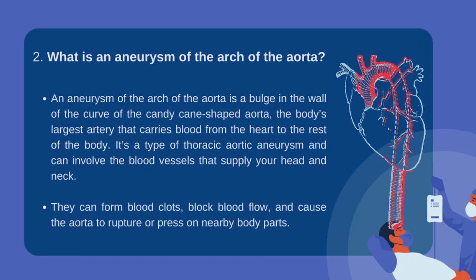So the next case study question is, what is an aneurysm of the arch of the aorta? A bulge or weakening in the wall of your blood arteries is known as an aneurysm, and the aorta is your body's major blood artery. So when an aneurysm starts to happen in your aortic arch, which can be seen here, which is the curving section of the aorta in your chest, it is then called an aortic arch aneurysm. An aortic arch aneurysm can actually rupture, which can pose a life-threatening situation. They can form blood clots, block blood flow, and cause the aorta to rupture or press on nearby body parts.